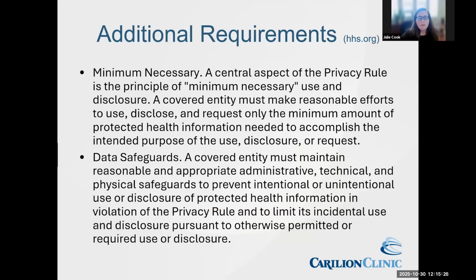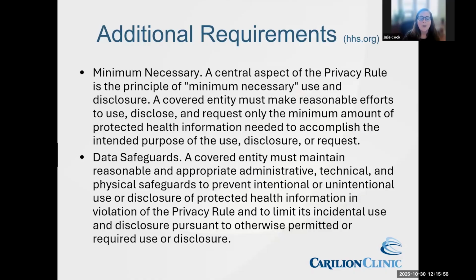Some additional requirements of the rule, and this is for research, whether you're at a covered entity or not, is always thinking about the minimum necessary. A central aspect of the privacy rule is that we should only be accessing and using the minimum necessary, especially identifiers or data that you need to answer your questions. A covered entity must make reasonable efforts to use, disclose, and request only the minimum amount of protected health information needed to accomplish the purpose.